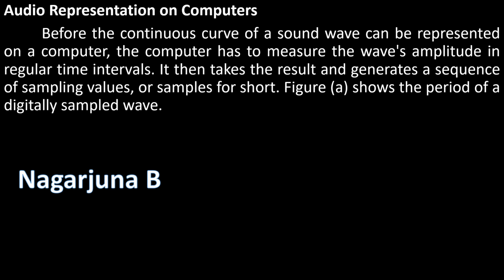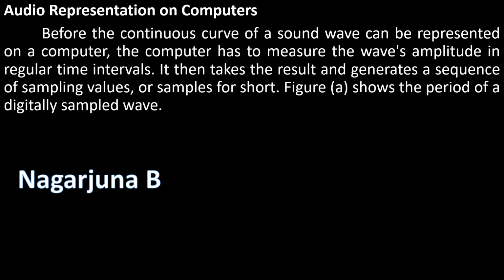Whose measurement will it take? The sound wave's continuous curve, it will be measuring the wave's amplitude at regular time intervals, and then it takes the result and generates a sequence of sampling values, and it is also called samples for short. The wave's amplitude, which has been considered at regular time intervals, those are called sampling values. It is also called samples.